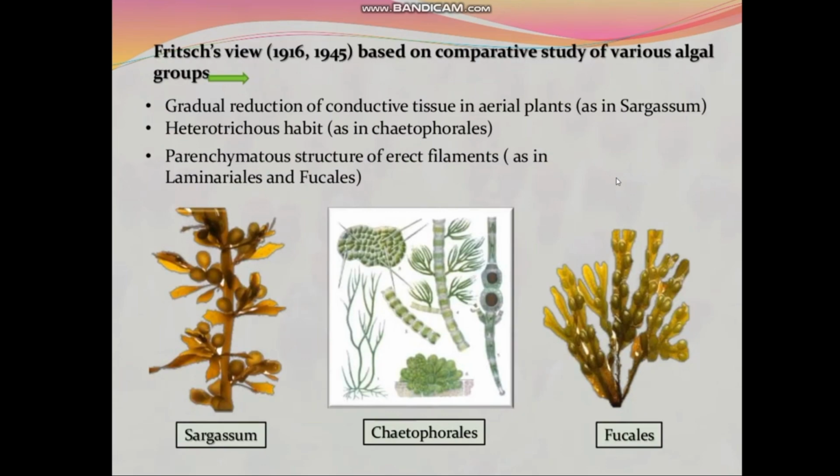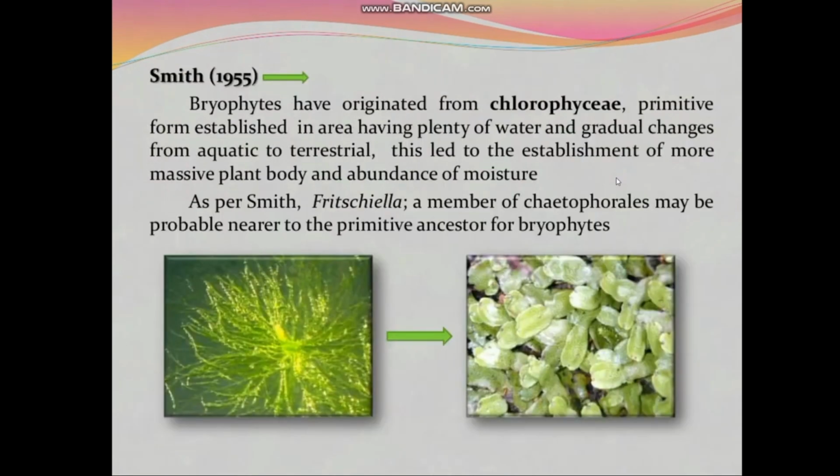Fritsch's view, 1916 to 1945, was based on a comparative study of various algal groups: gradual reduction of conductive tissues in aerial plants such as Sargassum, heterotrichous habit as in Chaetophorales, and parenchymatous structure of erect filaments as in Laminariales and Fucales. The figure shows Sargassum, Chaetophorales and Fucales. Smith, 1955: Bryophyta have originated from a primitive chlorophycean form established in an area having plenty of water, with gradual change from aquatic to terrestrial. This led to the establishment of a more massive plant body and evidence of moisture. According to Smith, Fritschiella, a member of Chaetophorales, may be probably near to the primitive ancestor of bryophytes.